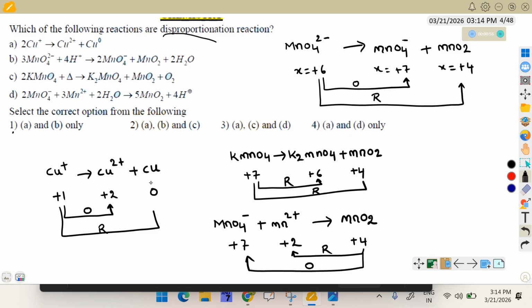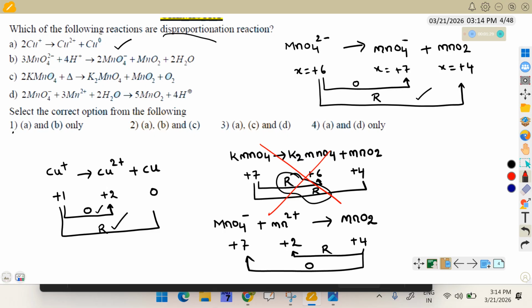In the first equation, the same element undergoes oxidation as well as reduction. So the first equation is a disproportionation reaction. In the second equation, the same element undergoes oxidation and reduction. So the second reaction is also a disproportionation reaction. Third equation, the same element undergoes three different oxidation states, but both are reduction processes only. So this is not considered a disproportionation reaction.